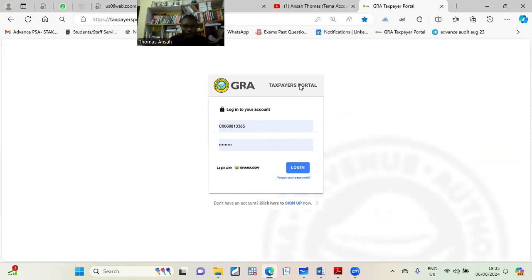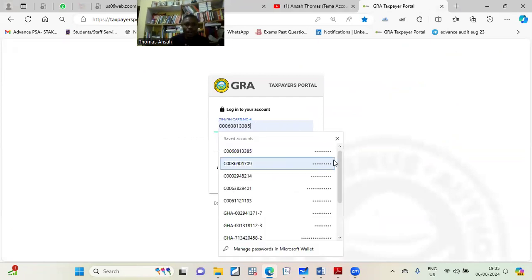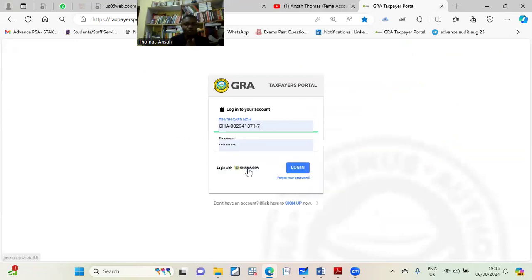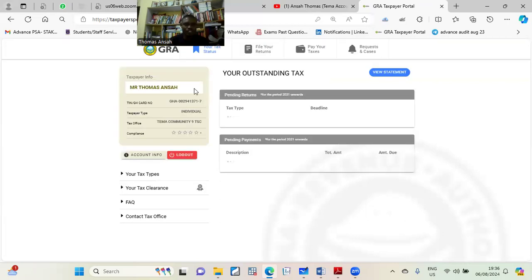So we all have taxpayers portal, all right? You put in the entity's number, and if you are an individual, you can put in your Ghana card number. Everybody is supposed to have this. This is my personal Ghana card number. This is me. Now, I'm not an entity, so I'm not supposed to do quarterly tax filing, all right? But everybody is supposed to have it. You see, it is here.